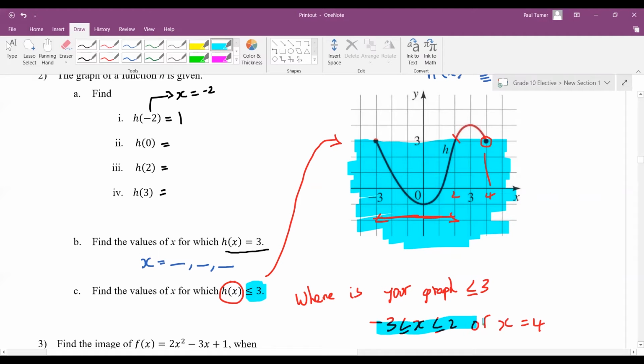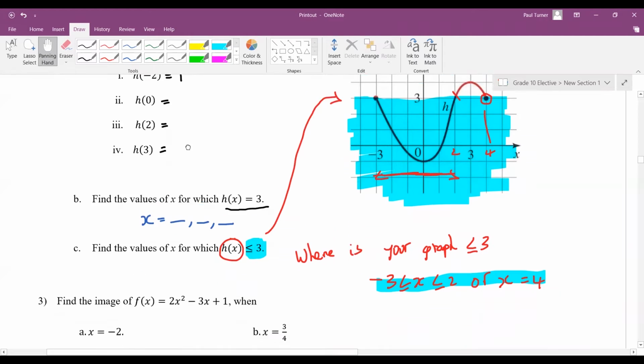So this here is where your graph is below 3, okay? I answered that one for you anyway. So you can copy that in your book here and just check my answer in the back. Is that all right? Scroll up a bit.